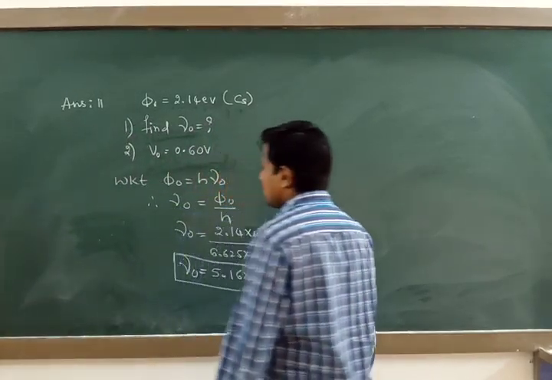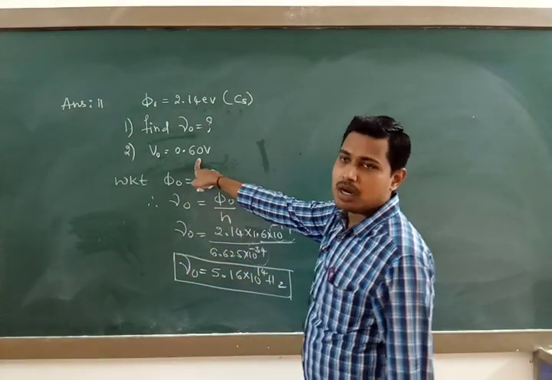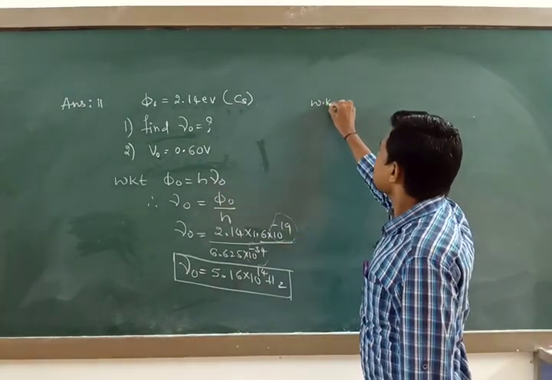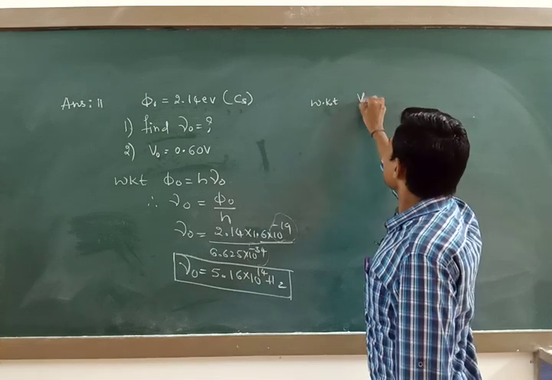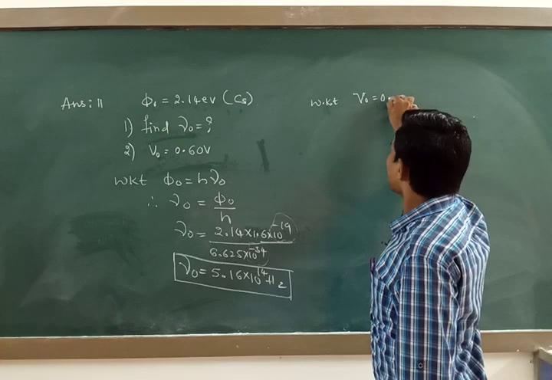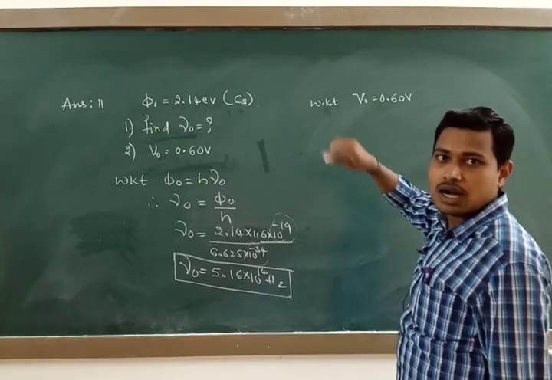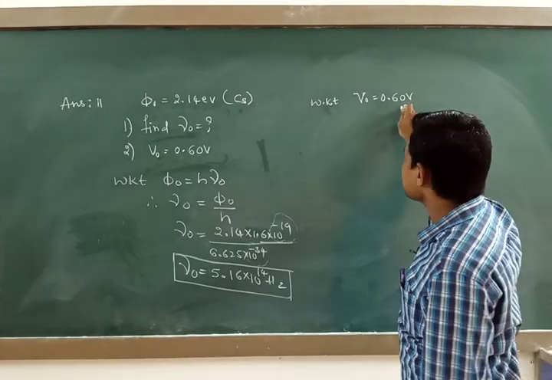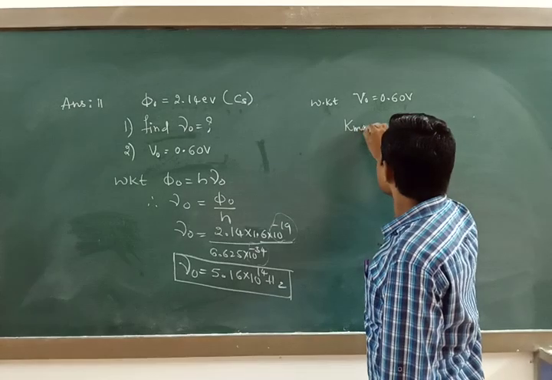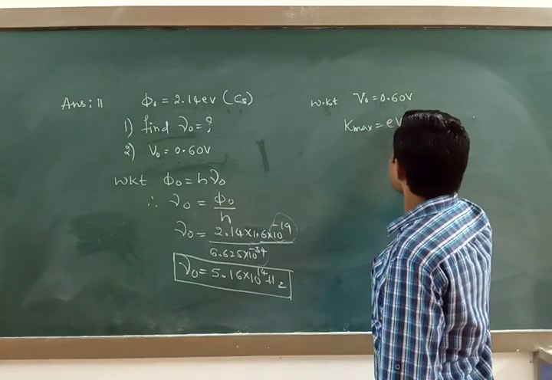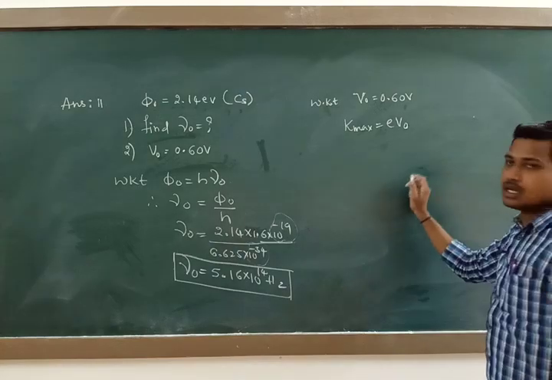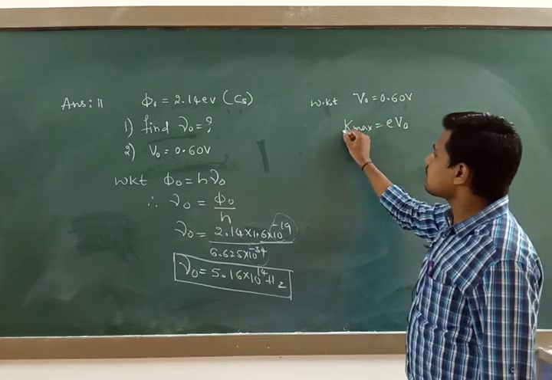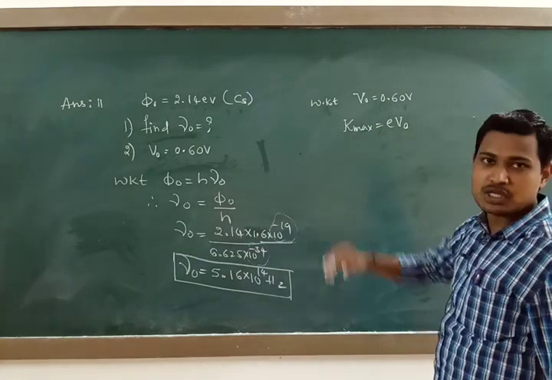In the second part, what are they asking? When this stopping potential is applied, what is the wavelength? So we know that. What do we know? V0, the stopping potential, is given as 0.60. If I apply a stopping potential of 0.60 volt to the collector plate, under this condition we have K max is equal to eV0, means the potential energy associated with the electron is instantly converted into kinetic energy at repulsion.